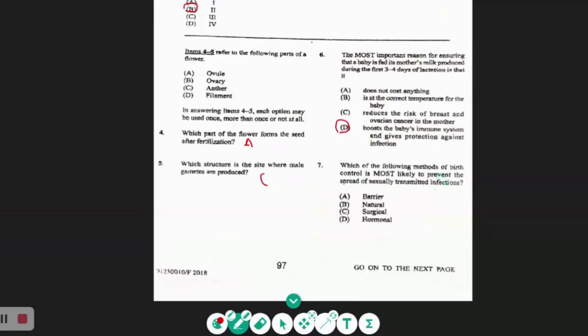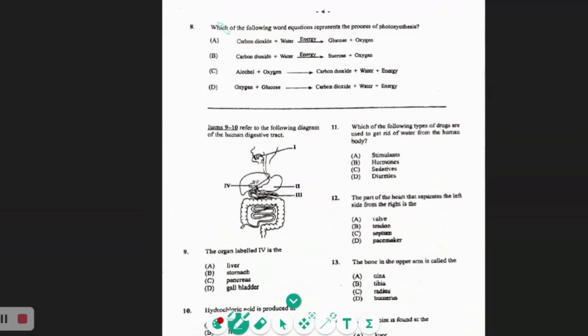7. Which of the following methods of birth control is most likely to prevent the spread of sexually transmitted diseases? The answer is barrier. You have that physical barrier there.